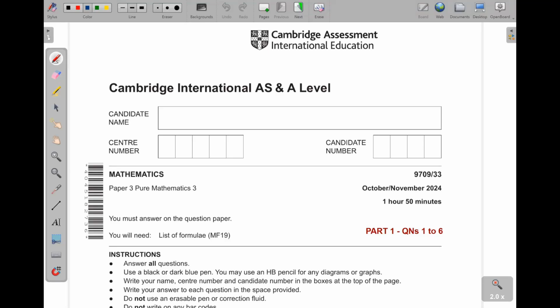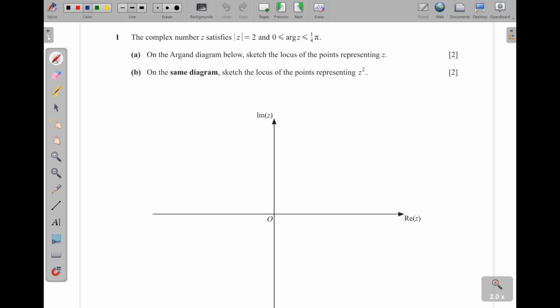This is Teacher Simon taking you through Cambridge International AS and A-Level Pure Mathematics 3 for October-November 2024, paper 3-3, and this is part 1 for questions 1 to 6. Question 1 is coming from complex numbers.